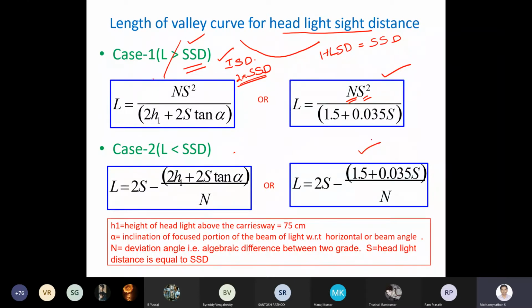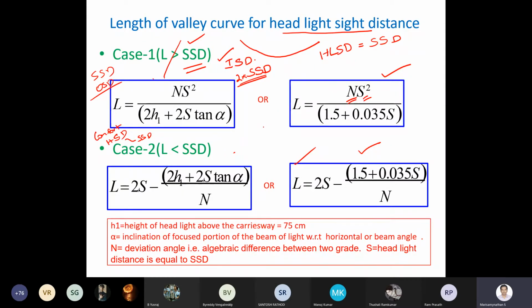So here you can estimate the final value, which is considered as the length of the valley curve. This is how we can design the length of the vertical curve, whether it is a valley curve or a summit curve. Mostly the summit curve depends upon the SSD and OSD. When it comes to the valley curve, it depends upon the comfort level of the driver and headlight sight distance. The headlight sight distance is nothing but SSD. According to that, the calculations happen.